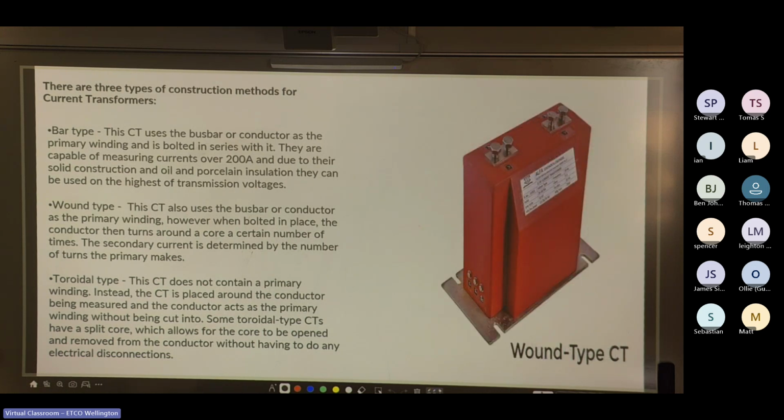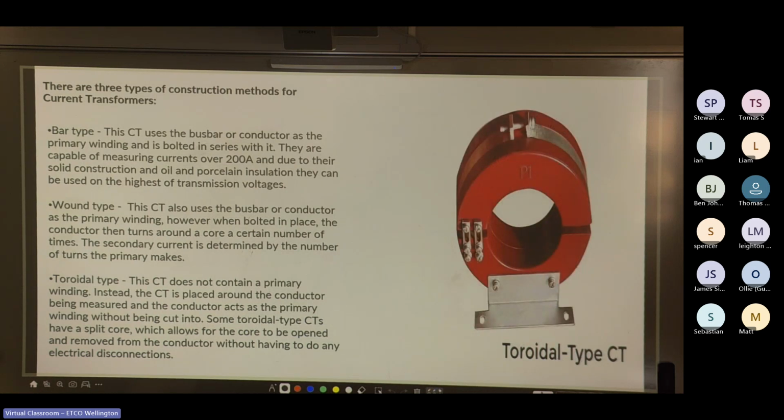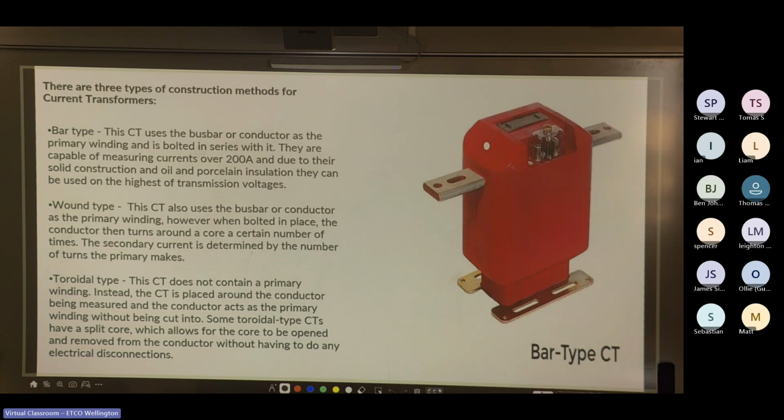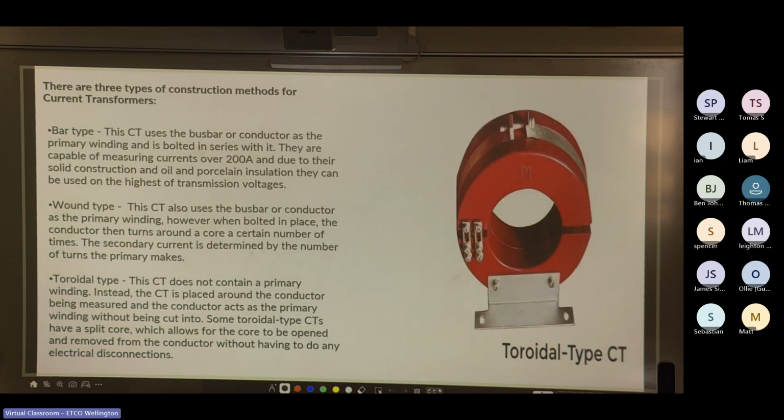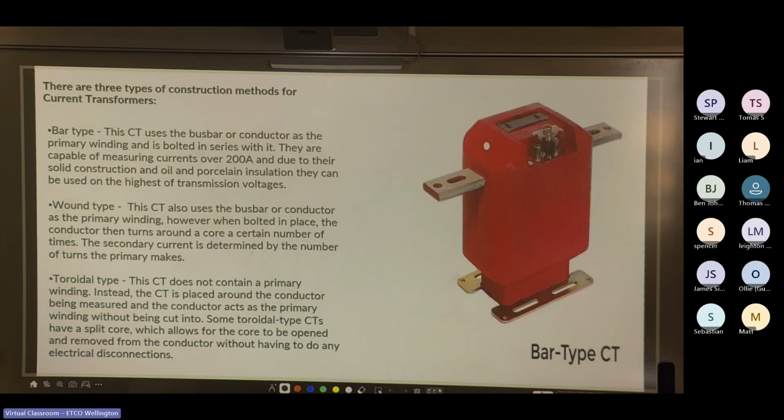So the last one there, the toroidal type CT, is the most common one you'll see. It's also sometimes referred to as a jaw type because it can open and then close. And these are most commonly used for revenue metering in large commercial environments like an office building and schools, and also solar installs for your home.